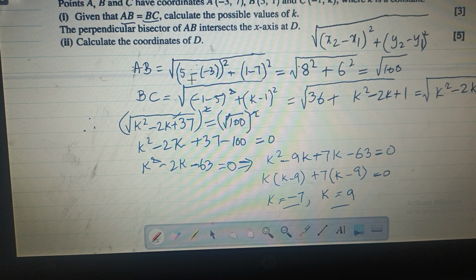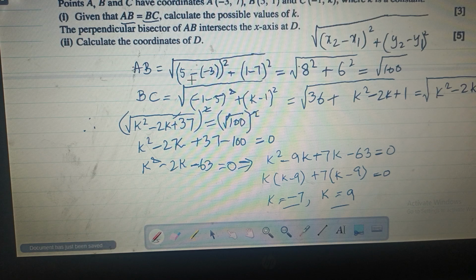Now he is saying here the perpendicular bisector of AB intersects the x-axis at D. Calculate the coordinates of D. Perpendicular bisector of AB. Okay, it means first I will have to find the gradient, then take the perpendicular gradient. After that, by taking the midpoint, I will get the line, then I will put y equal to 0, because it is on the x-axis.